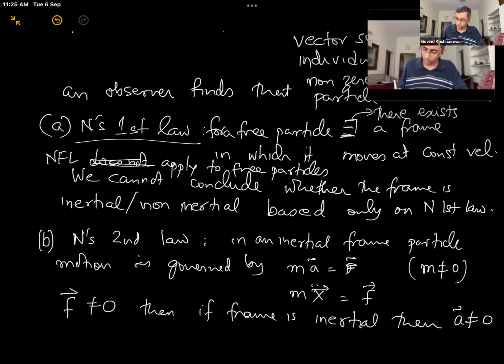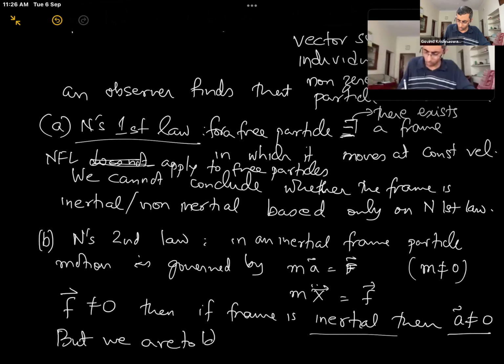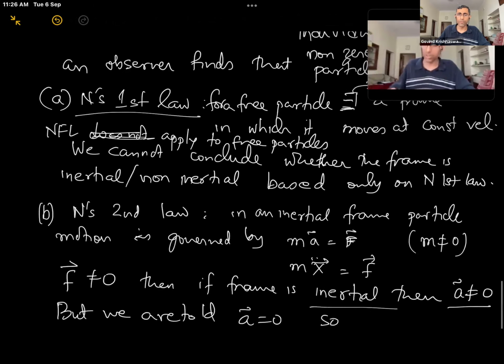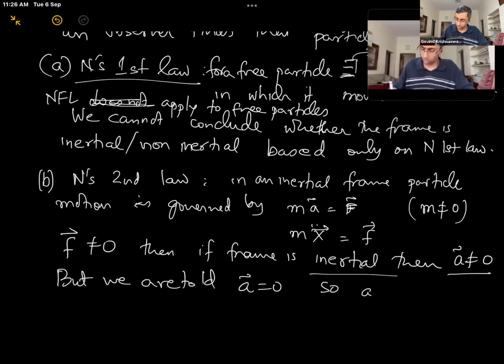So if the frame was inertial, then the acceleration must be non-zero. But since the person has observed the particle to not move, we are told that the acceleration is 0, so the assumption of the frame being inertial must be wrong.